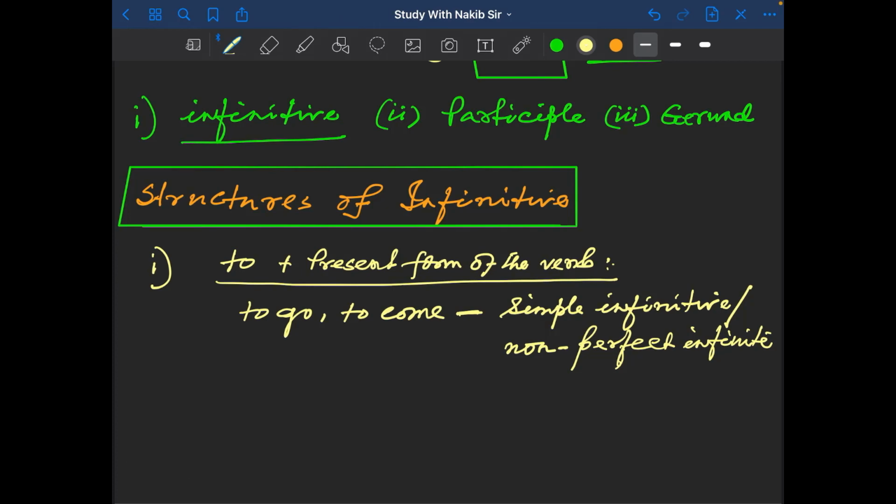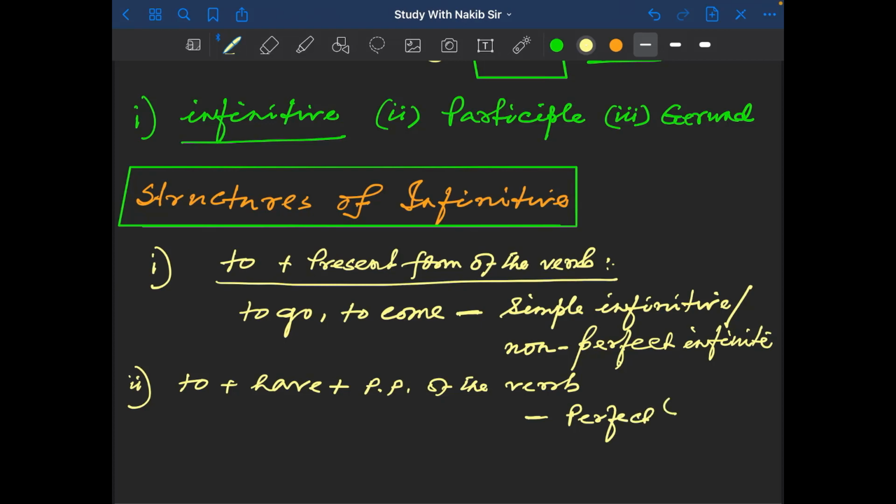And from the non-perfect infinitive you can understand there is another type of infinitive, and that is perfect infinitive. Number two, to plus have plus pp, past participle of the verb. To plus have plus pp of the verb, that means past participle of the verb. It is called perfect infinitive.